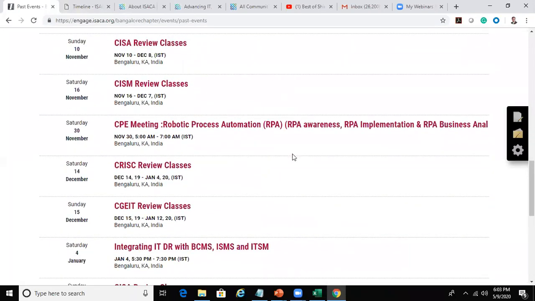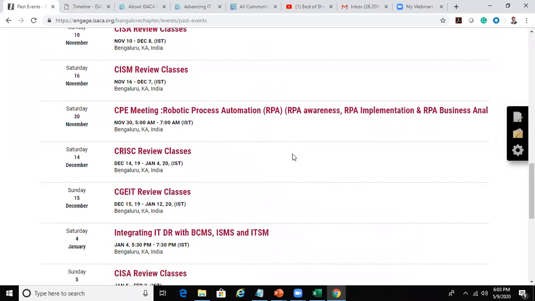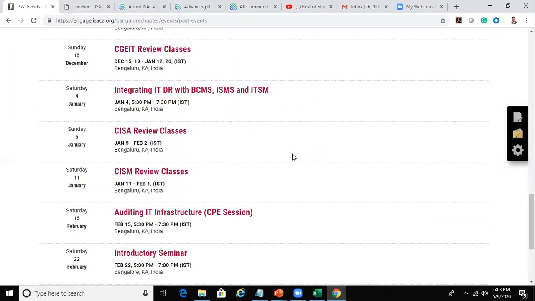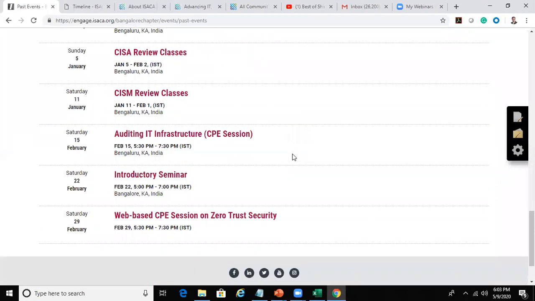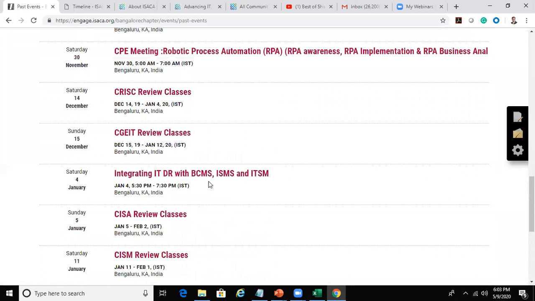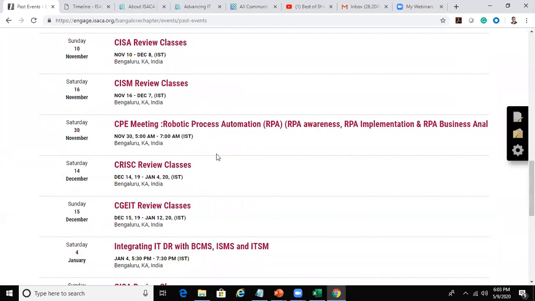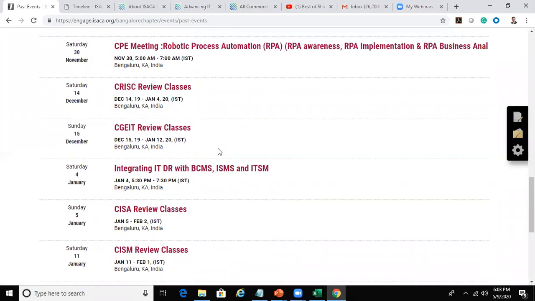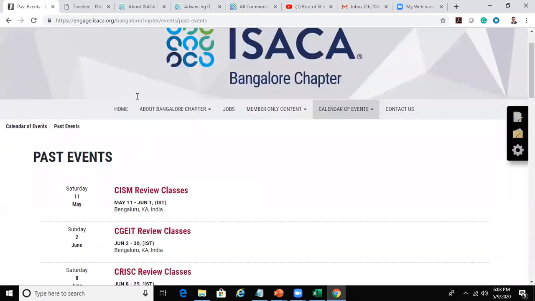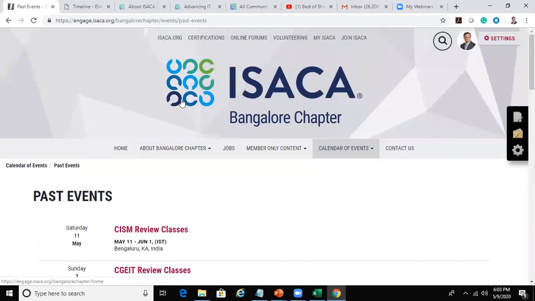You also get notified automatically in your mailbox if you are an ISACA Bangalore chapter member. You can also keep looking at all those events, and most of these events are recorded, except the classes. Most of the CPE sessions are recorded and kept on the YouTube channel for your later viewing. Of course, YouTube channel recordings will not fetch you CPEs. Only live CPEs are given when you attend. That is the quick summary of the ISACA Bangalore chapter. There's nothing much out there, but keep looking at that.